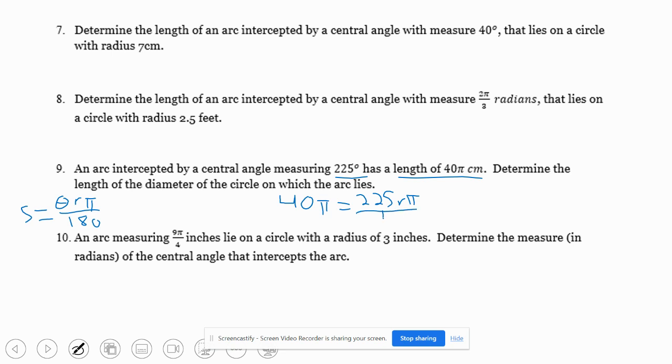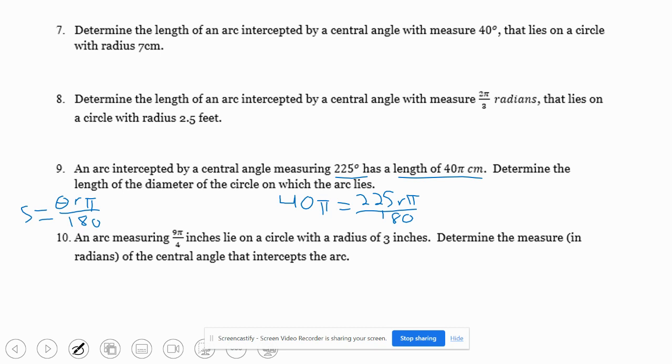So the radius is what I'm going to solve for, and I'll use that to find the diameter. Okay, so I have this right now: 40 pi equals 225 r pi over 180. Now, I want to get r by itself, so I'm going to get rid of a bunch of these other numbers. Honestly, again, it's really going to benefit you if you can simplify that fraction first. So you want to simplify 225 over 180.